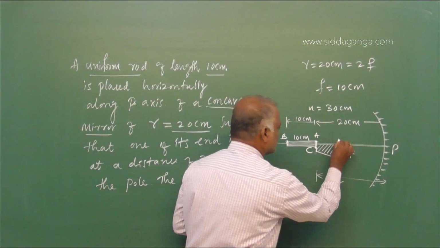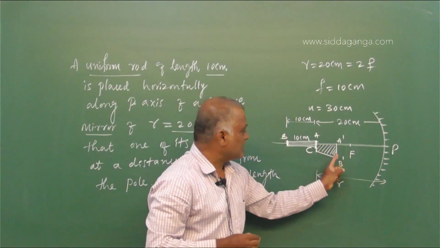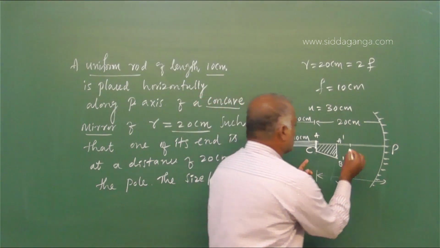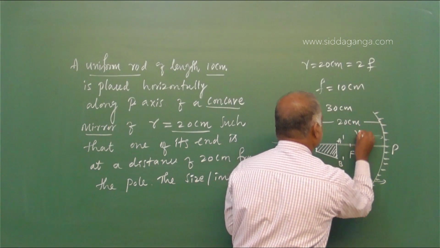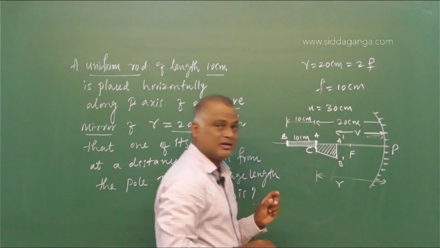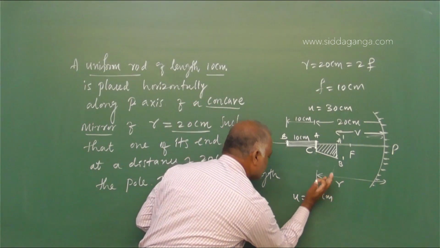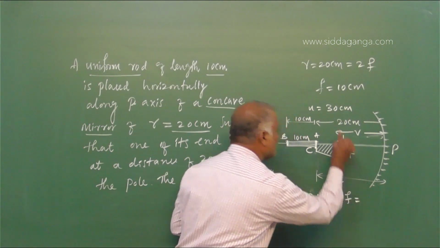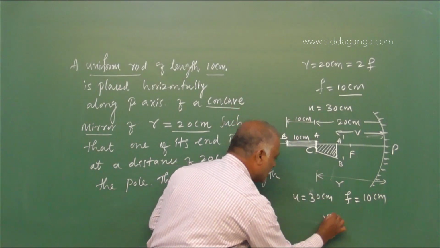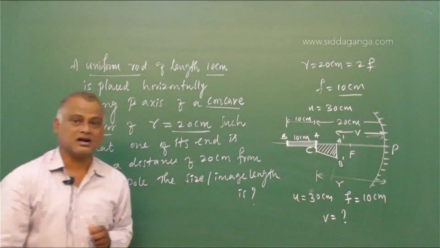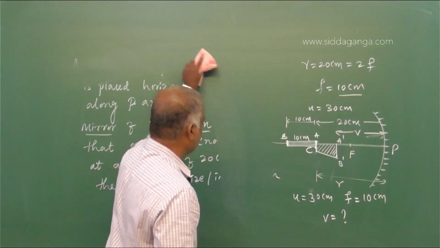So let us call this A dash now. A dash B dash is the image. Now A dash B dash is the image formed at a distance, that is v, which you have to calculate. This distance v has to be calculated now. See from the diagram, the object distance is 30 centimeter and the focal length you have already calculated as 10 centimeter, and they are asking what is the image distance. So now with this, dear students, you can use the lens formula, sorry, the mirror formula.